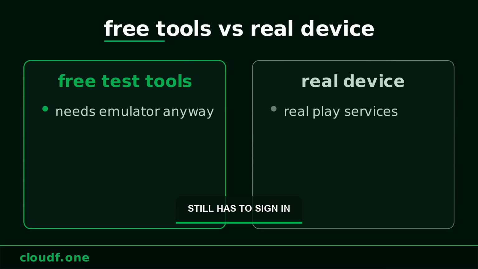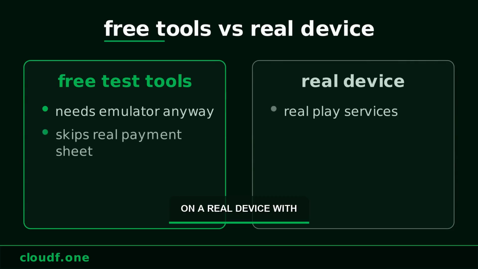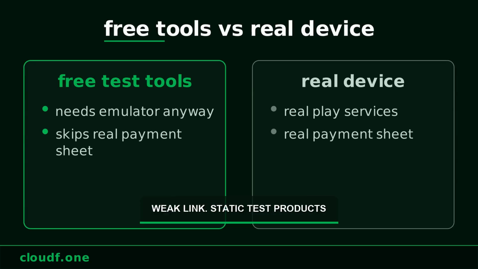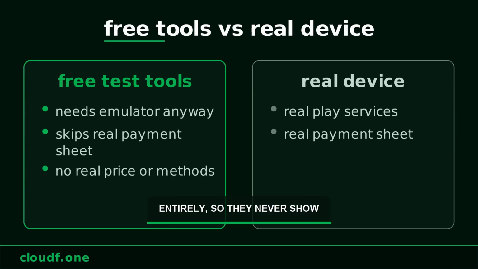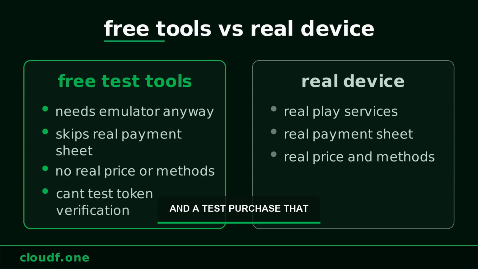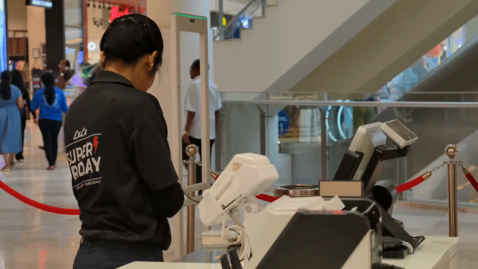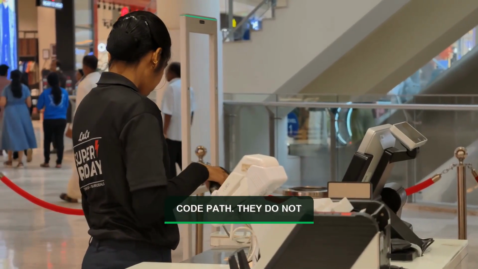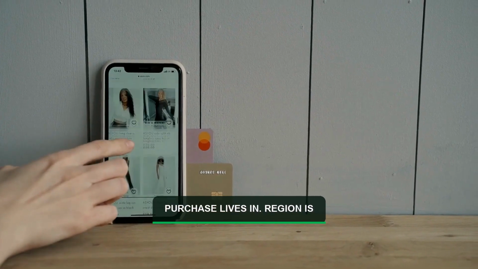Here is where those tools stop. A licensed tester still has to sign in on a real device with real Google Play services, so the emulator you ran it on was already the weak link. Static test products skip the real payment sheet entirely, so they never show you the currency, the price tier, or the local payment methods a real buyer makes. And a test purchase that is never charged cannot tell you whether your server correctly verifies a genuine purchase token from a genuine sale. The free tools cover the code path. They do not cover the real world the purchase lives in.